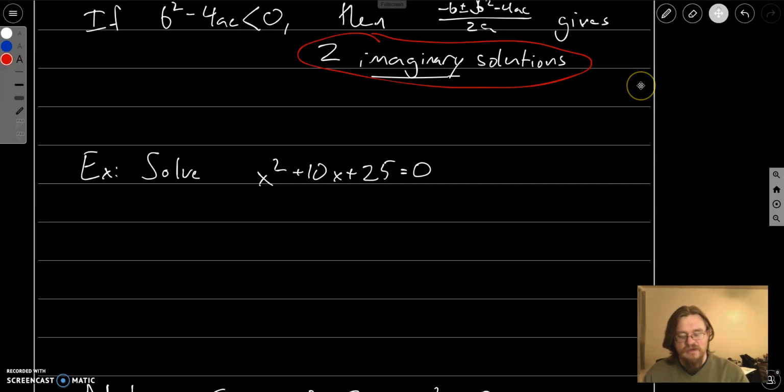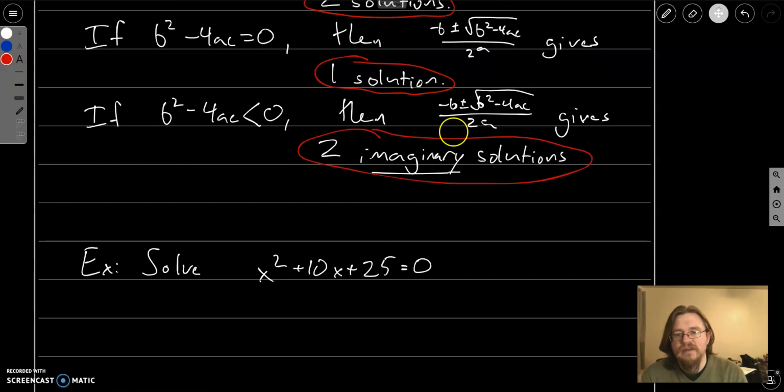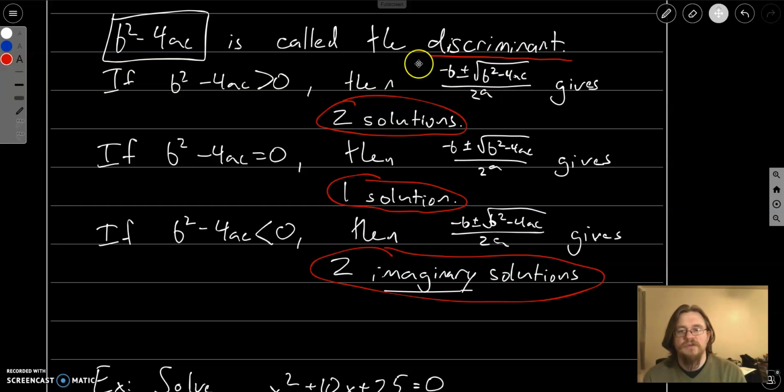Hello and welcome back. In this video we'll continue to look at solving quadratic equations. At the very end of the last video we talked about how sometimes there can be two solutions to a quadratic equation, one solution, or no solutions, meaning that there are two imaginary solutions but no real solutions, so no real number solutions.